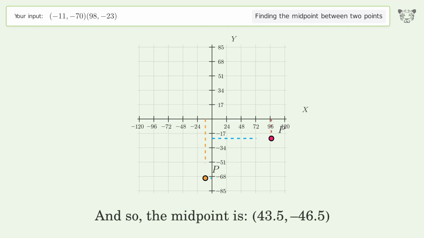And so, the midpoint is 43.5, negative 46.5.